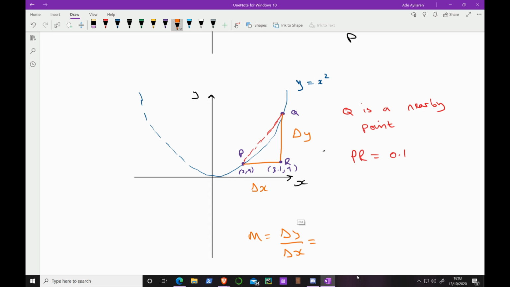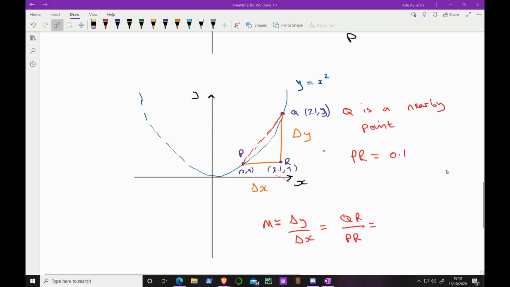Don't we need the coordinates for Q to do that? We're getting there. I just want to know what line changing y would be. It will be QR. So QR over PR is what our change in y over change in x would be.